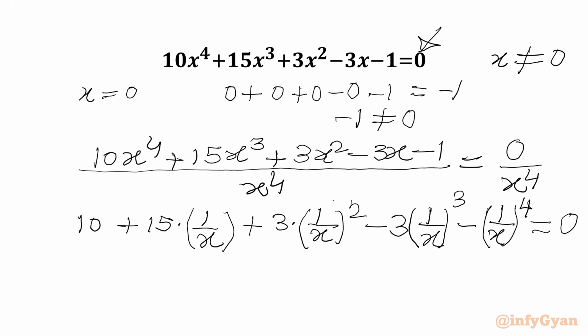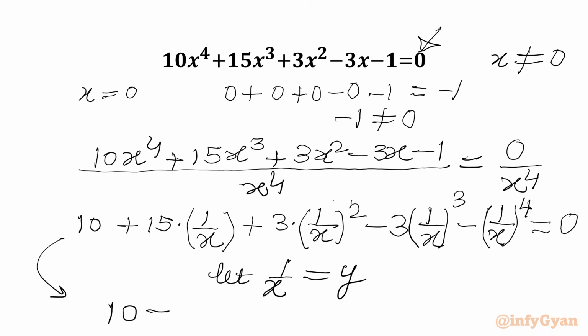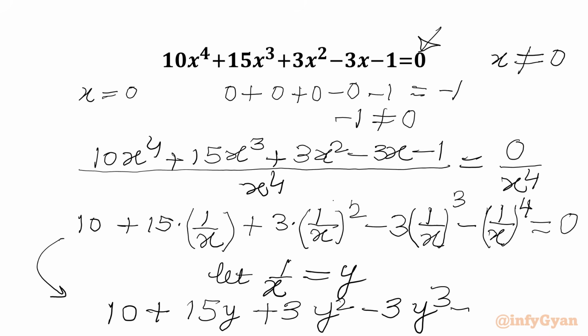Now we will assume, let's say, 1 over x is equal to y. So the equation will be in variable y: 10 plus 15y plus 3y square minus 3y cube minus y power 4 equal to 0.